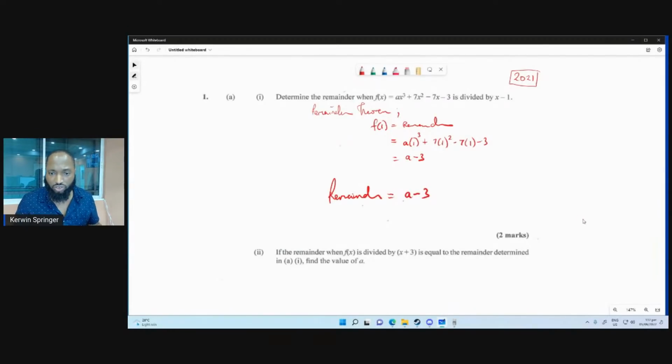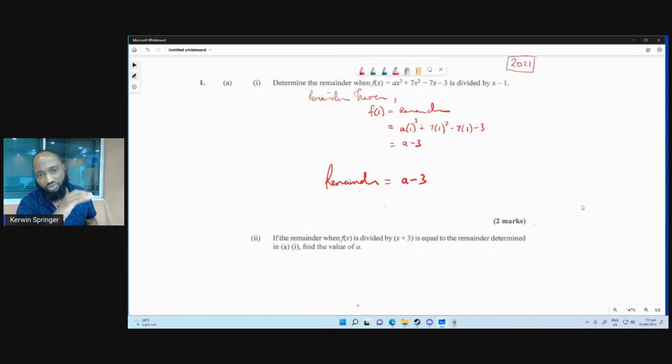How many of y'all would have touched this paper before? So definitely revise the remainder theorem and factor theorem. What they normally do in the remainder theorem is give you something that ends up as two simultaneous equations. Like the remainder is this, and you have a and b, and then you solve. That's the most common thing with remainder and factor.